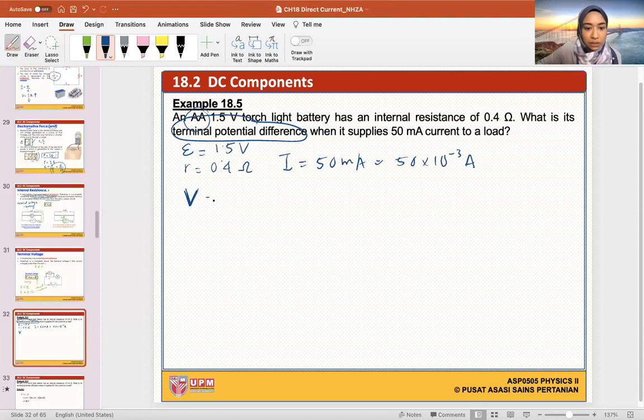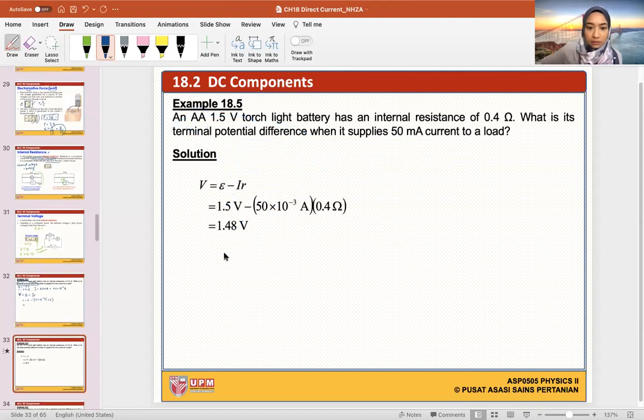So we have our equation V equals EMF minus current times internal resistance. EMF is 1.5 minus 50 times 10 to the minus 3 times our internal resistance, which is 0.4. That is how you do it, I think. Yes, so we are correct. The answer is 1.48 volt.